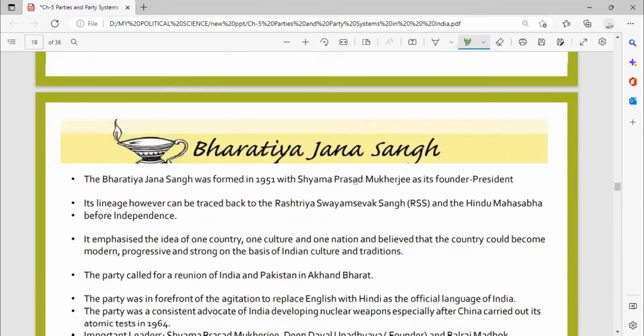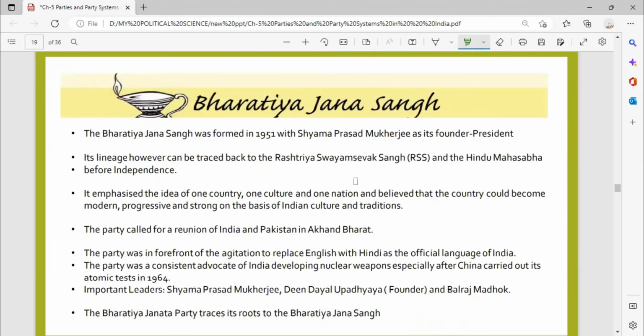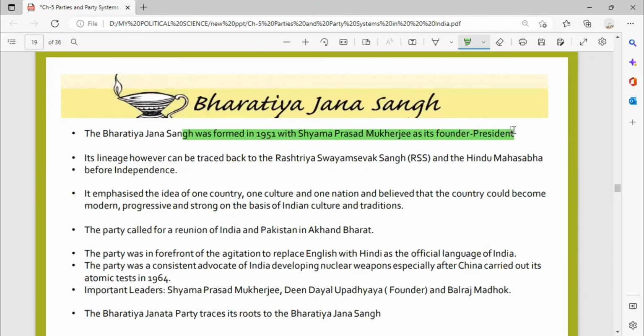Now, let us come to the next party, which is known as Bharatiya Jan Sangh. You must have heard the name. This is one such party which was formed after the freedom struggle was over and India became an independent country. The Bharatiya Jan Sangh was formed in 1951 with Shyama Prasad Mukherjee as its founder president. Its lineage, however, can be traced back to the Rashtriya Swayamsevak Sangh. It is said that it is a branch of the Rashtriya Swayamsevak Sangh or the Hindu Mahasabha, which was established by Madan Mohan Malviya in 1916.